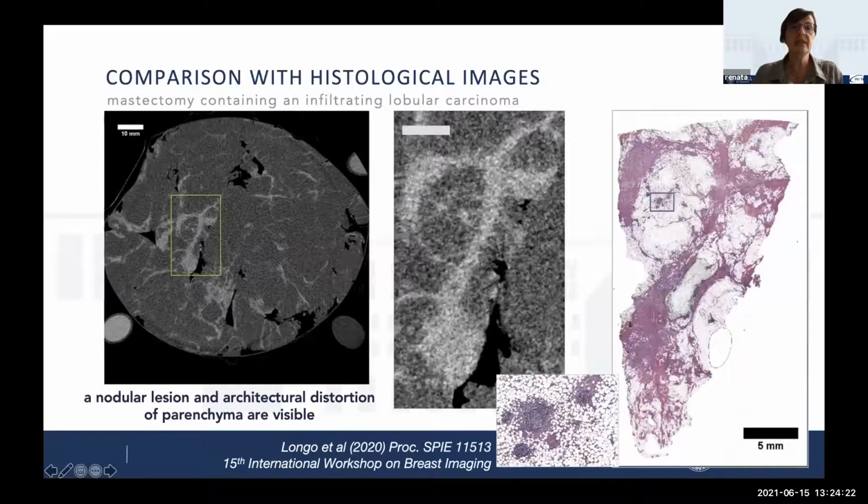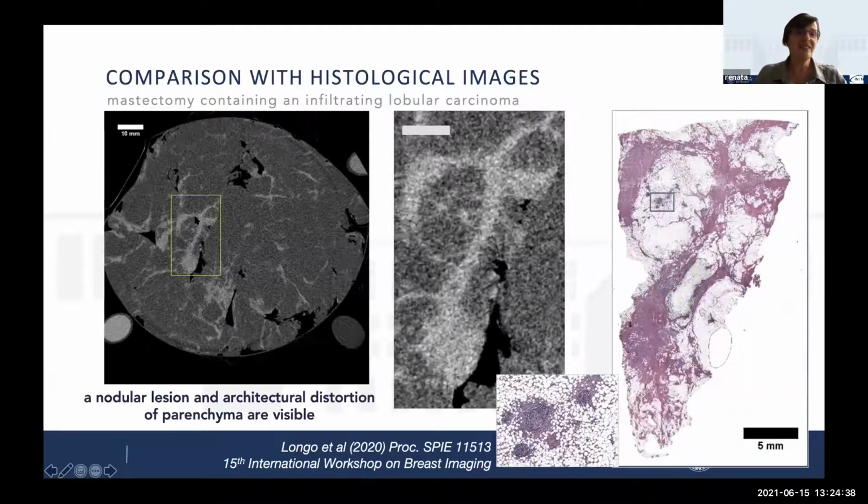This is another example. This example is a mastectomy containing an infiltrating lobular carcinoma. The lobular carcinoma is a challenge for our radiologists, and is also a problem for surgery.